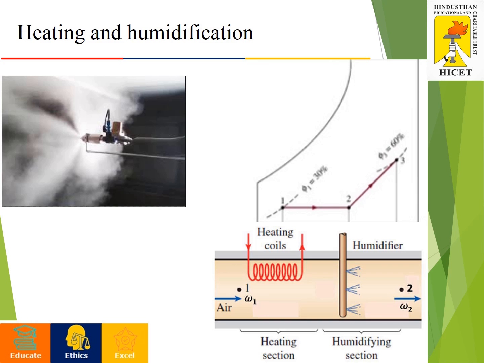Next it enters the humidifier section. In the humidifier section we are sprinkling water, so we are adding moisture to the atmospheric air. By adding moisture, the temperature increases from 22 to 25 degrees centigrade, and at the same time our specific humidity value increases from a lower level to a higher level, and relative humidity also changes from nearly 30 to 60 percent.